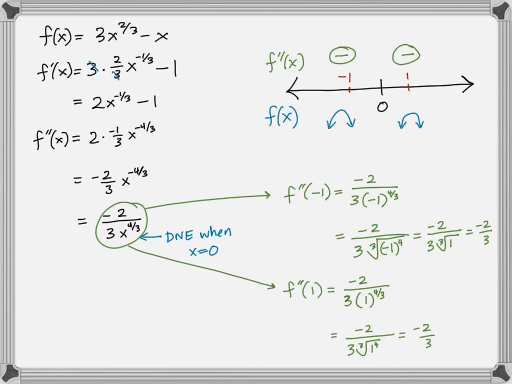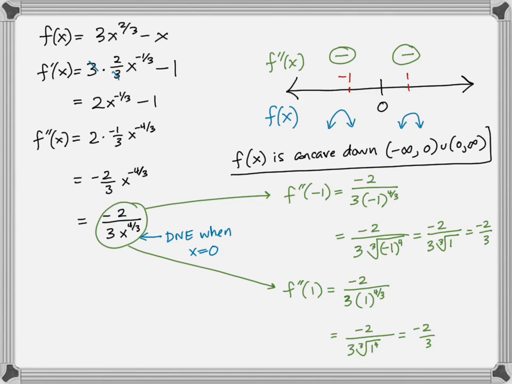All right, so when I go to write my intervals of concavity, f of x is always concave down, from negative infinity to 0, and then again from 0 to infinity. We always skip those points that are marked on the number line, whether for increasing, decreasing, or concave up, concave down. So I skip 0, and the reason is that the function is not actually concave down or concave up at that point.